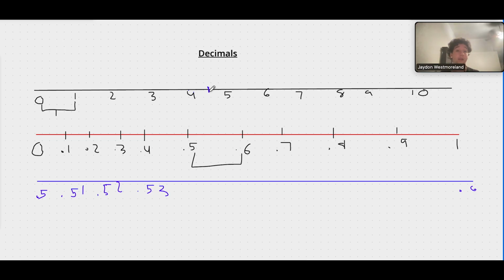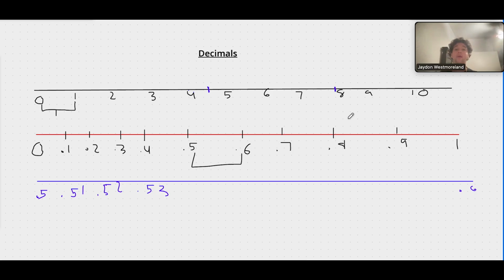What about 7.9? It's the same thing. I'm on my whole number line. 0, 1, 2, 3, 4, 5, 6, 7. Now I go into my decimal number line. I have 7.1, 7.2, 7.3, 7.4, 7.5, 7.6, 7.7, 7.8, 7.9. The next one after that would be 8. So it's just right before, right here.